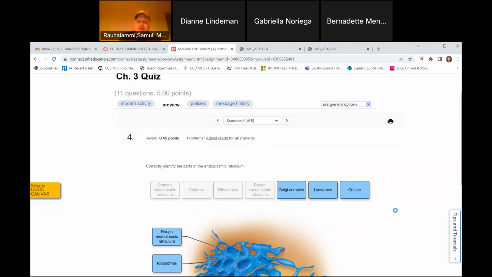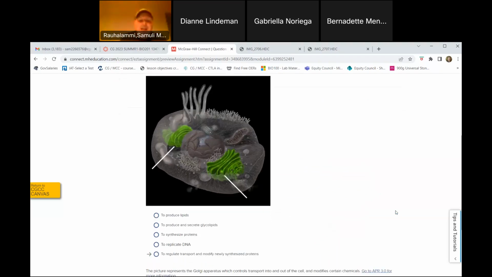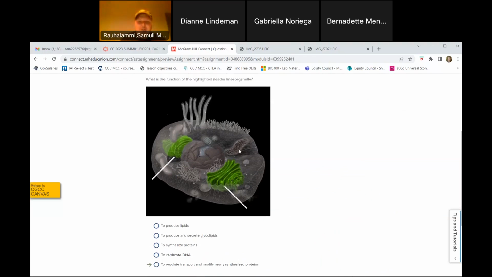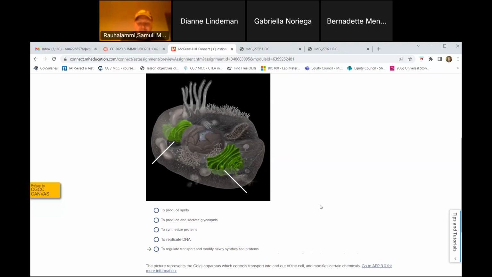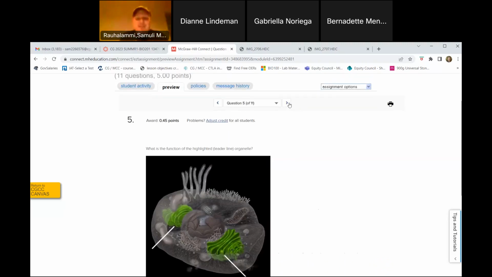Let's have a look at the next one. What we are seeing here is a highlighted part of a cell, and the rest has been shown in a dark color. This is going to be our Golgi apparatus. The description that matches is that it regulates the transport and modifies newly synthesized proteins. Again, the analogy is that the Golgi apparatus is a little like a distribution center of a trucking company. So that's what we're seeing there.